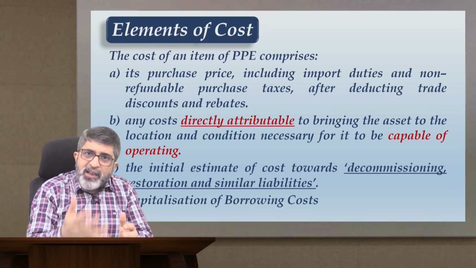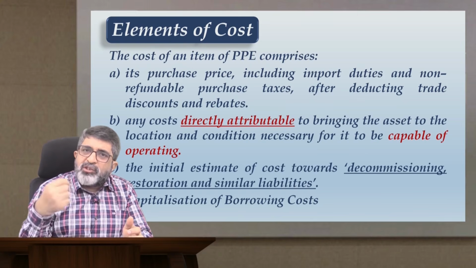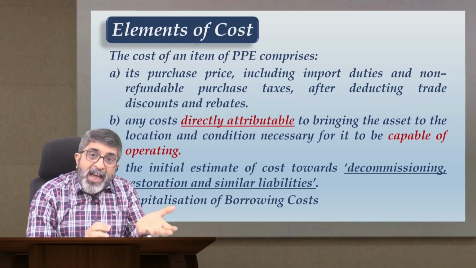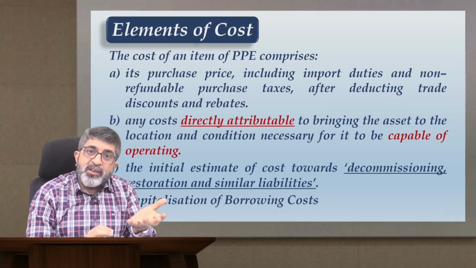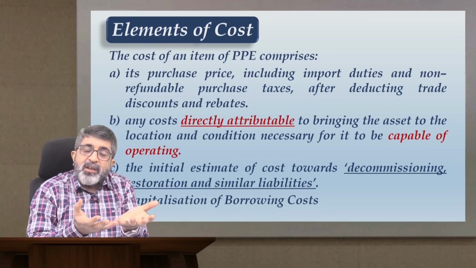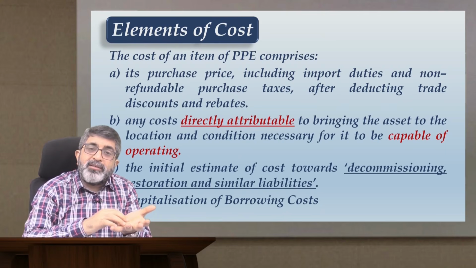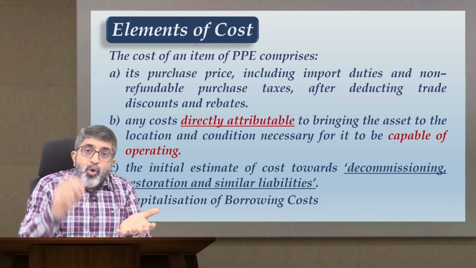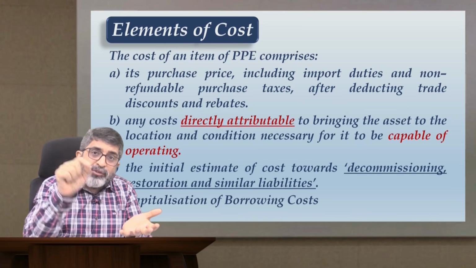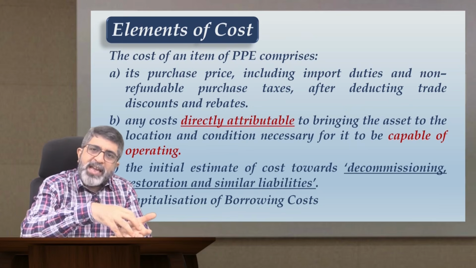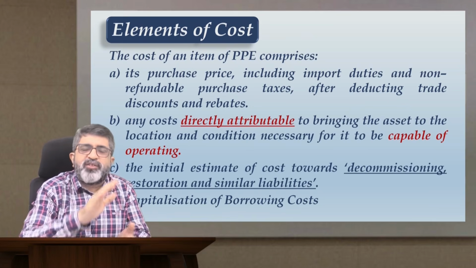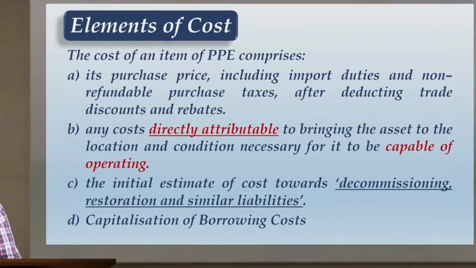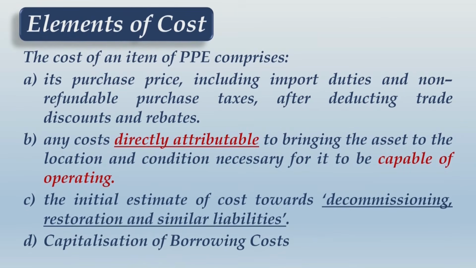if the asset is ready for its intended use, you can charge the interest cost to your income statement as expense. But if the asset is not ready for its intended use, the asset is still under construction and it is funded by borrowings, then the asset is not generating any income or benefit for you. So no cost of borrowing should be charged to income statement. Such borrowing cost should be capitalized. So capitalization of borrowing cost is also one of the components of initial cost. So please write up these components and then I take you ahead.